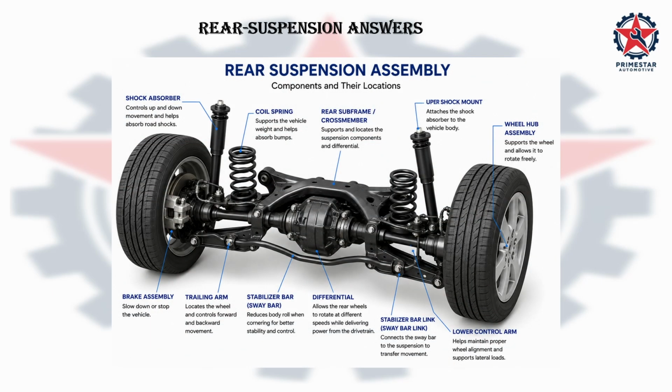Here are the rear suspension components and their locations. Compare them with your answers, then trace how the springs, shock absorbers, control links, hub assemblies, and sway bar all connect through the rear subframe.